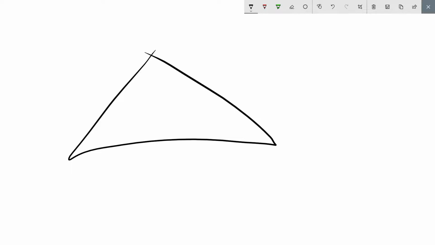Now let's say we don't know what the heights are, so 3, 4, and 5. I don't know what the height is. I can't assume anything with this triangle. If you know what this triangle is, you probably realize, oh, hold on, this is a right angle triangle. I actually do know the height. But let's assume that we don't know that.